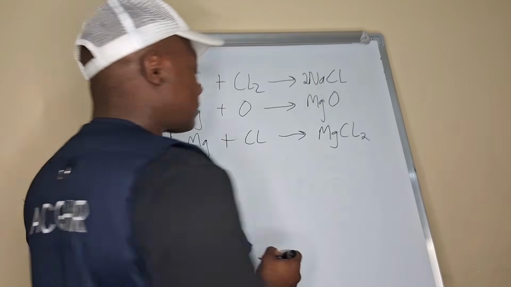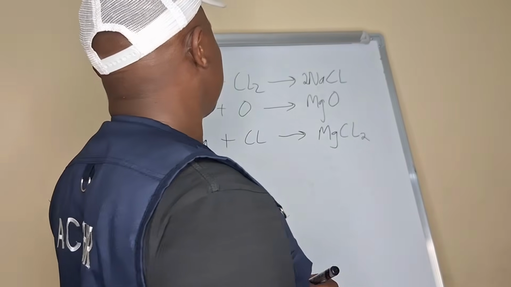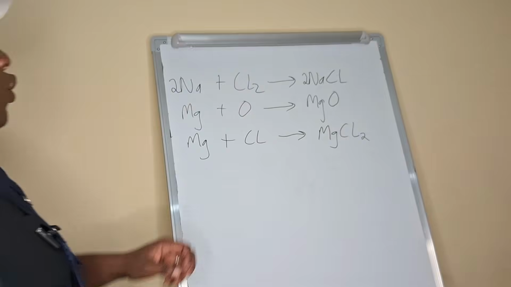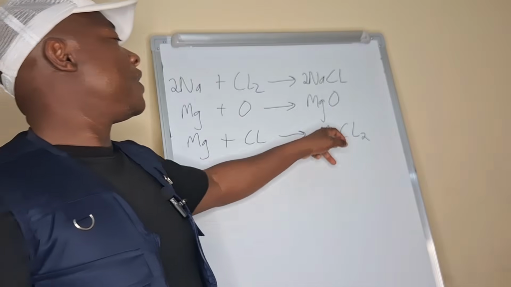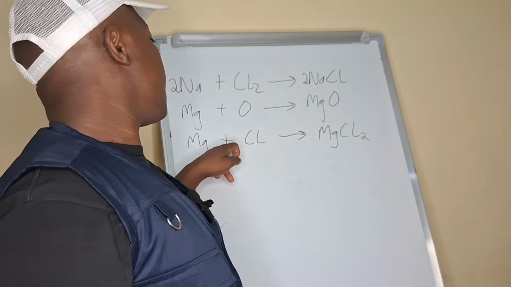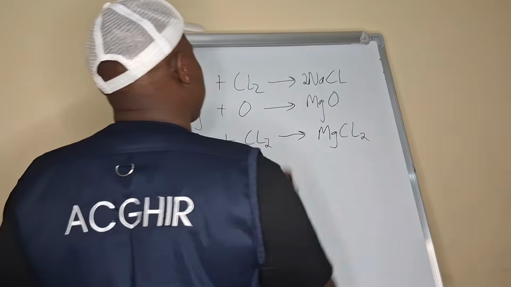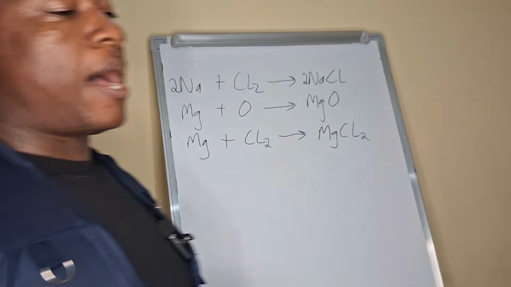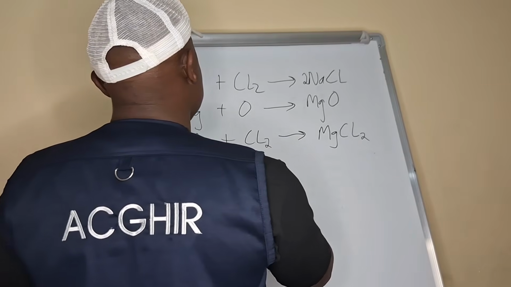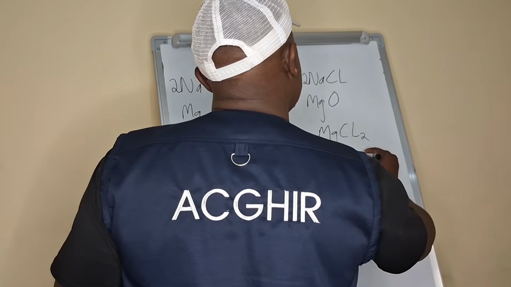If we look at this one, here we have got 1 atom of magnesium and we have got 1 atom of magnesium here. Here we have 2 atoms of chlorine, meaning that we also need to have 2 atoms of chlorine on the left hand side. Then we have got potassium plus chlorine to give us potassium chloride.